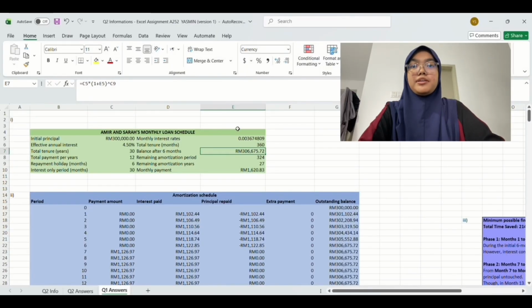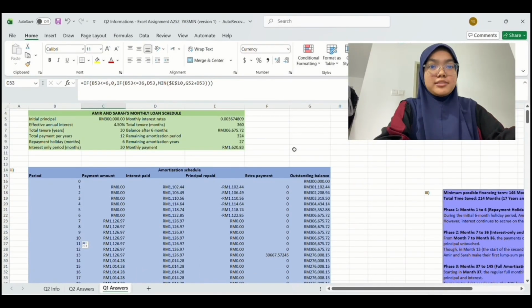Then the remaining amortization period is the total of 360 minus the repayment holiday and the interest-only period, so we get 324. In years it will be 27. And then we can use this formula, which contains the monthly interest rate, the balance after 6 months, and the remaining amortization period.